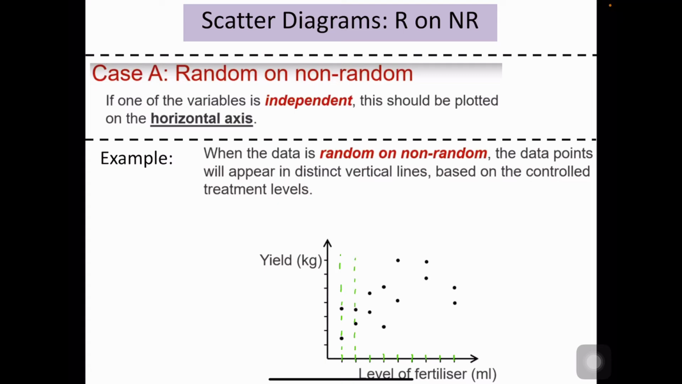This is due to the fact that the x-axis has a variable which we are controlling, and when we control it, we want to use particular numbers which give a pattern. Of course, if it was a random variable, the level of fertilizer being used would be completely random, but it's not. We're controlling the level of fertilizer, and so we would like it to go up in a particular pattern. So here you can clearly see that there are vertical lines.